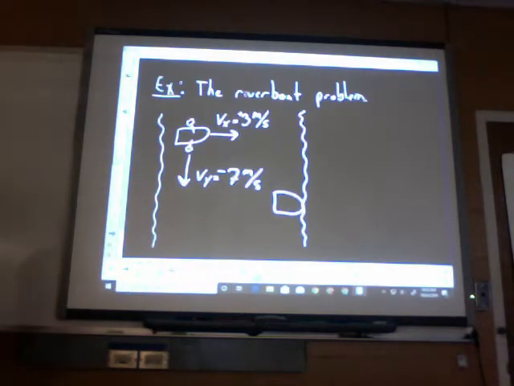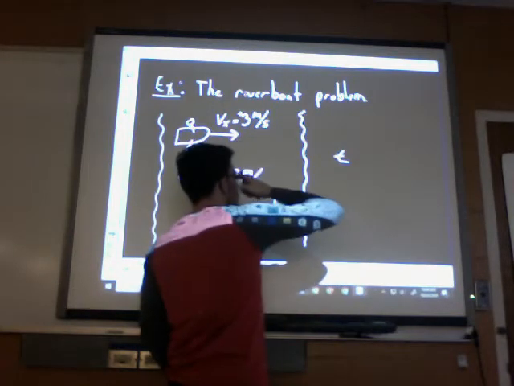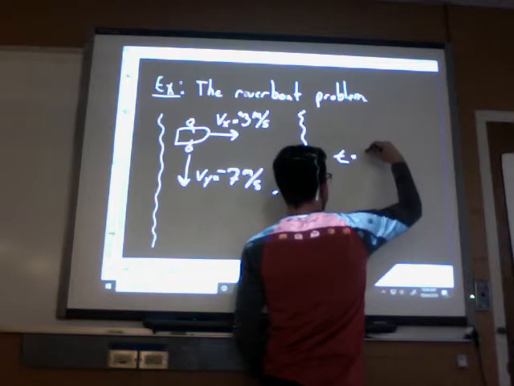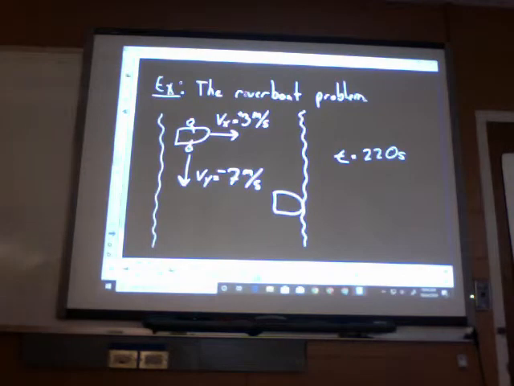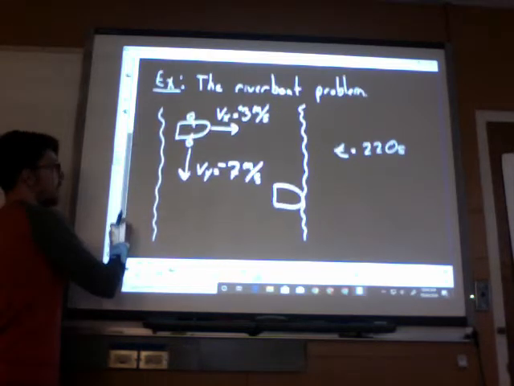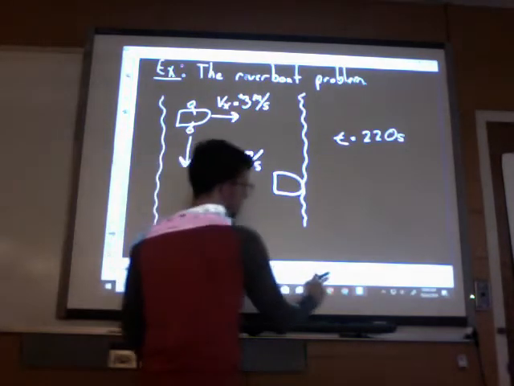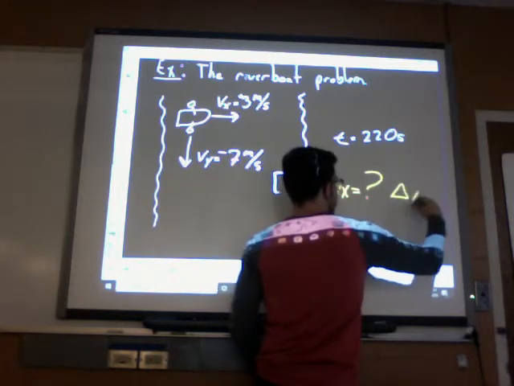So there's a couple things we can find. Let's say it's a pretty big river. Say it takes 220 seconds. 220 seconds, about a little under 4 minutes. Maybe I'm making that up. No, I think it's a little under 4 minutes. But we're going to calculate 2 things. We're going to calculate delta x and delta y. Very good. So in yellow here, this is what we're actually solving for.